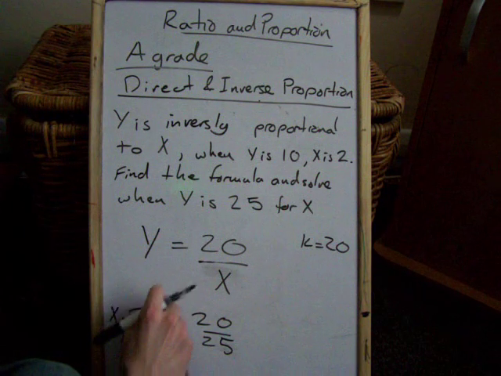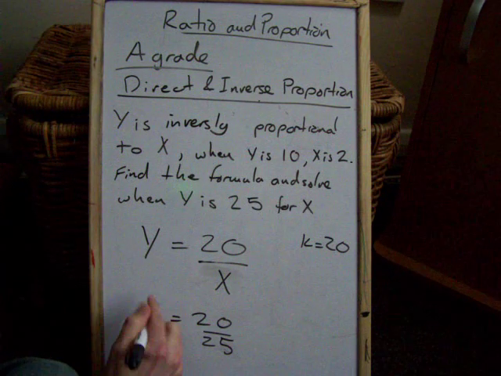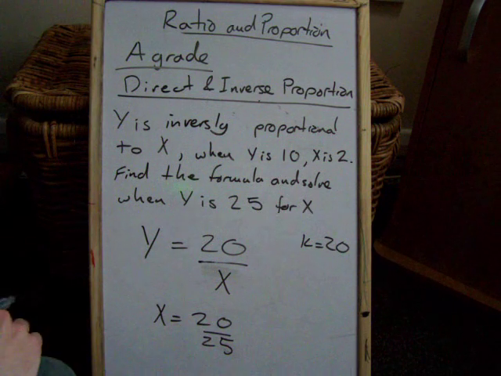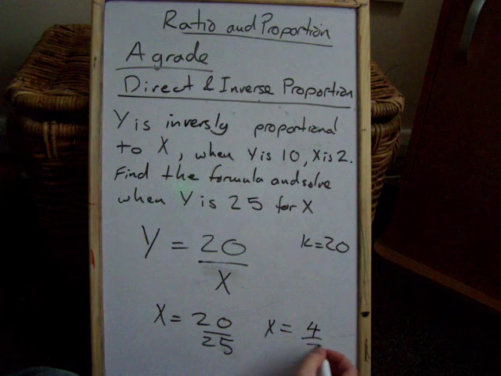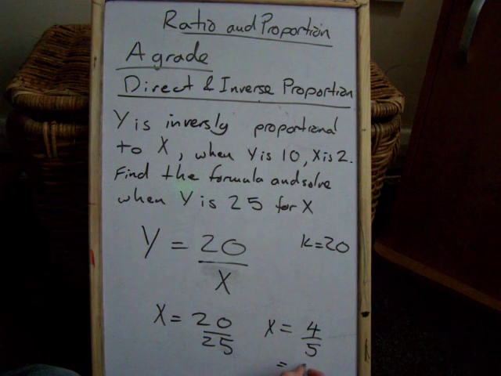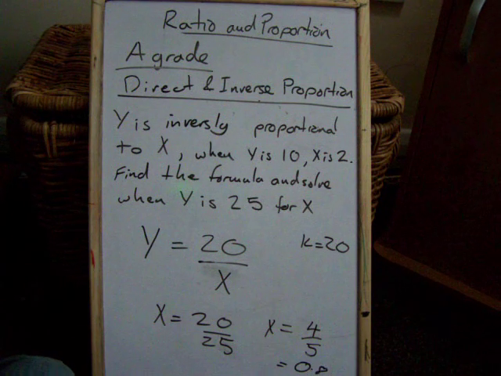When I do that, my 25s cancel, and I've got x equals 20 over 25, so x equals 4/5, and if you're bright as a button, that's going to be 0.8. Either one is fine in that case, unless they've asked specifically for a decimal.